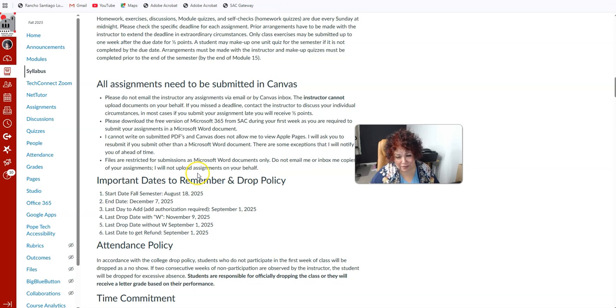All assignments need to be submitted in Canvas. Canvas is very user-friendly, and also make sure that you go to self-service and you download the Microsoft 365 so you can have the suite that it provides for students free of charge, so that you can have Word, because all the documents that I require for you to upload when you do translations, most of them are Word documents unless otherwise indicated.